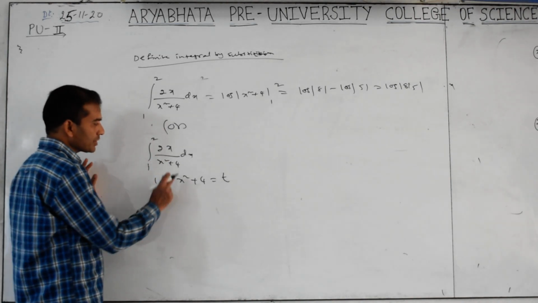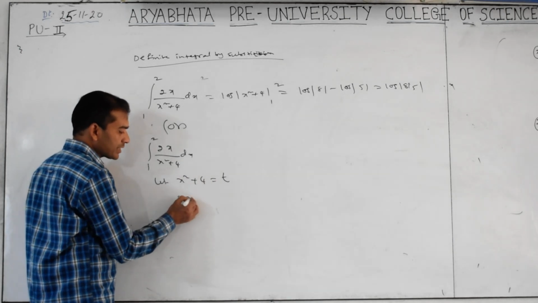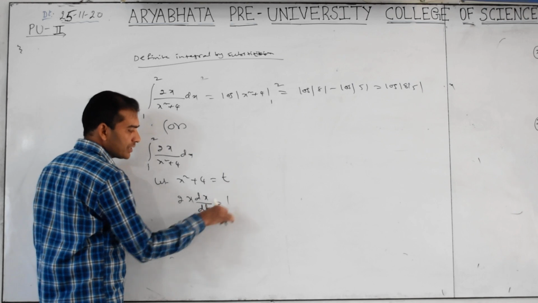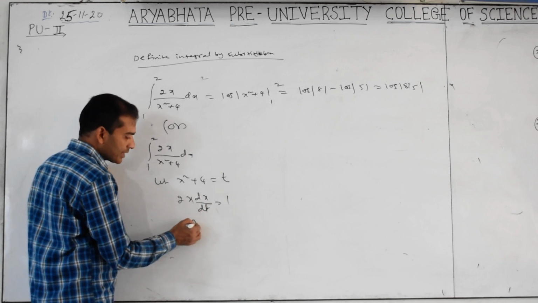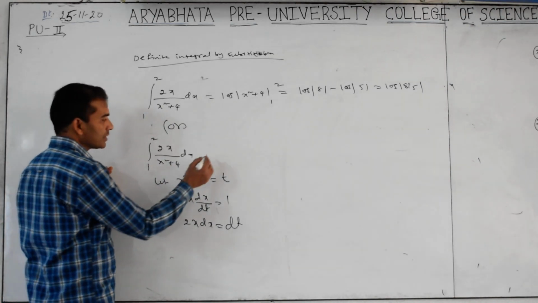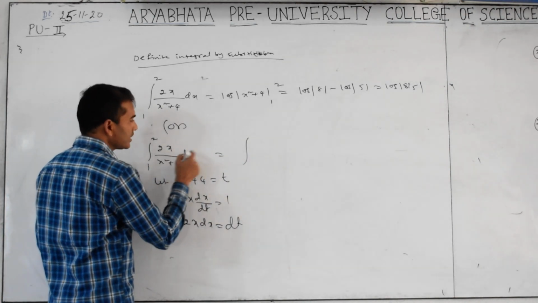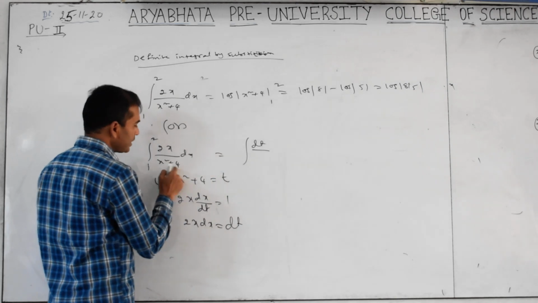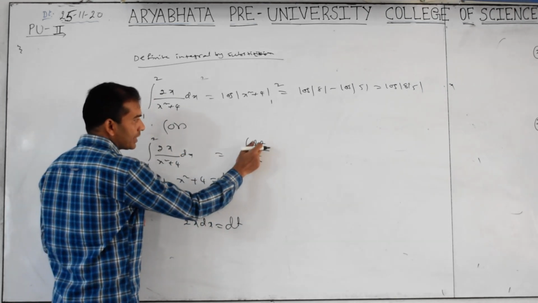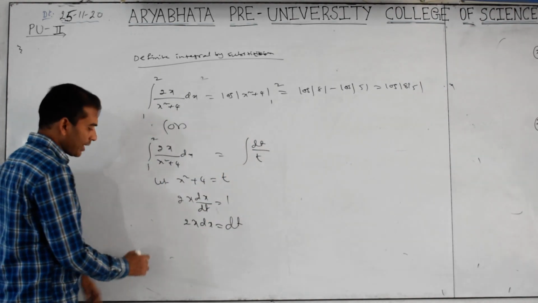The way of changing: first you find dx. x square differentiation is 2x, dx by dt, and t differentiation is 1. 2x dx equal to dt. Now these are x limits. Now we want t limits. How can we find? Upper limit.